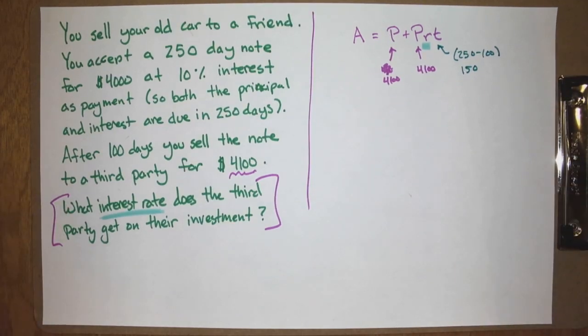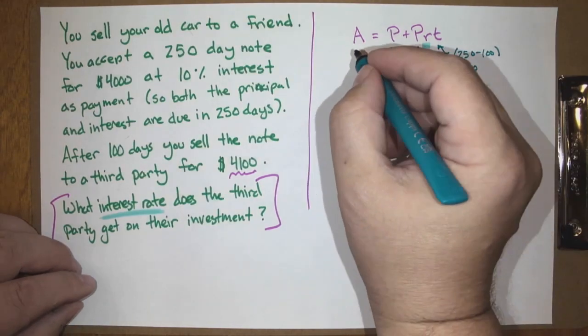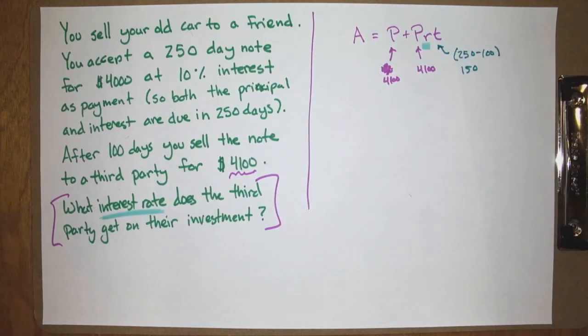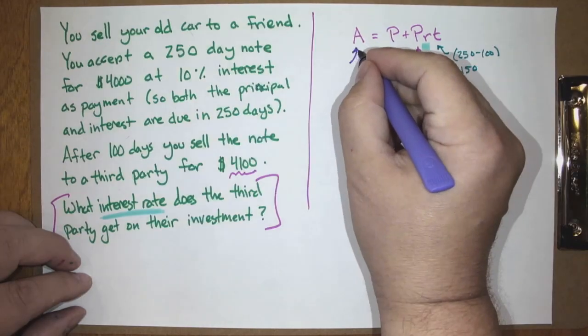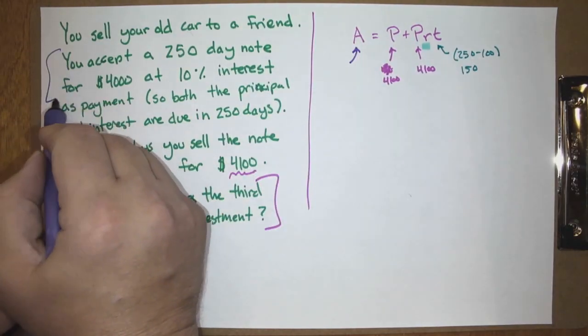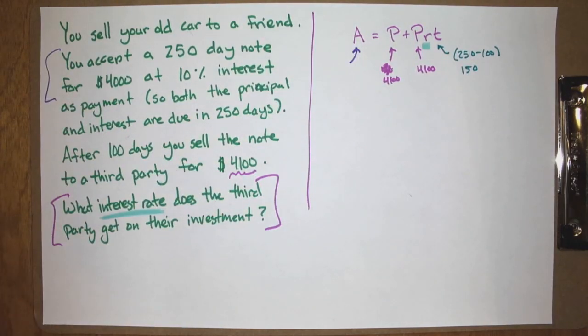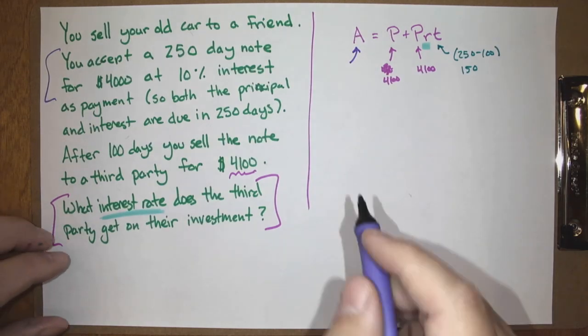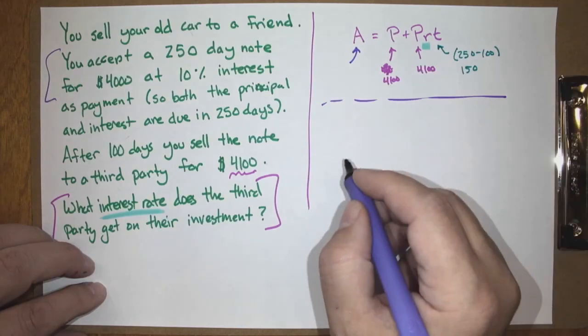All right, so we know how much they invested. They bought the IOU for $4,100. That's their present value. We know how long until they get the money back. How much money will they get? How do we figure out A? Well, to do that, let's just work through and say, how much money does the friend pay? So we'll do a sidetrack here.